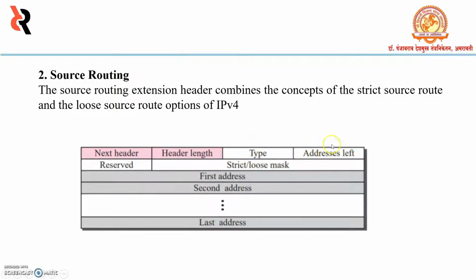The address left field indicates the number of hops still needed to reach the destination. The strict loose mask field determines the rigidity of routing. If set to strict, routing must follow exactly as indicated by the source. Same direction, same source and same path will be followed if it is set to strict.